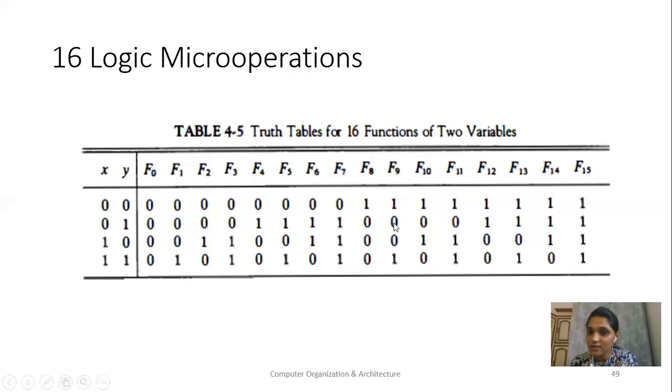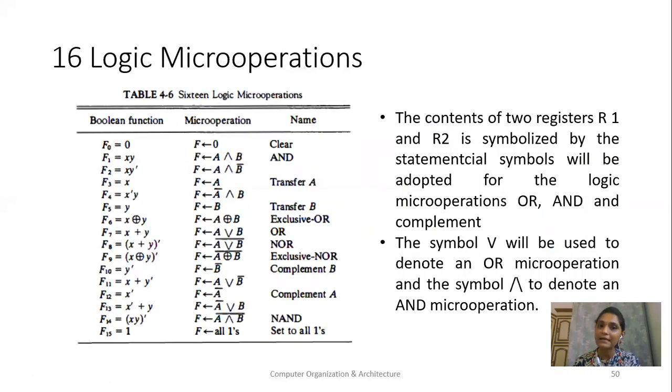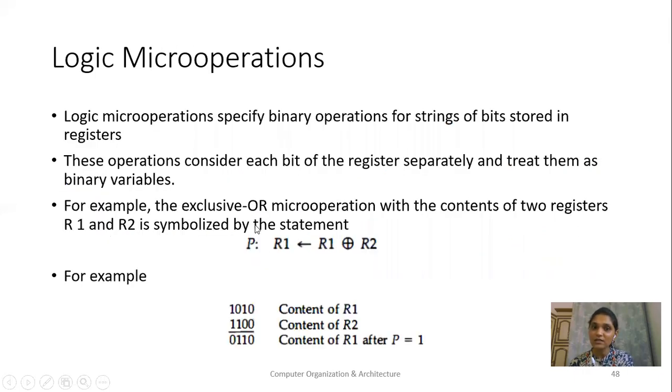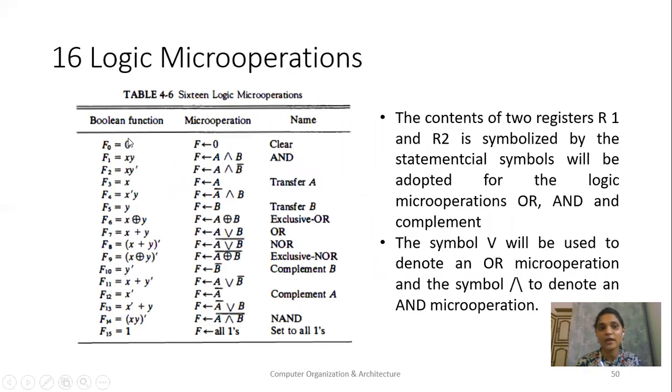Similarly, in total 16 operations are possible. Here all bits are 0, that means your function is 0. All outputs are 1, that means your function is 1. So there are a total of 16 possibilities. If we write the functions for these 16 possibilities, then when all output is 0, your function is 0. Here we got xy, here xy dash, here x dash y. Similarly, for all 16 operations we get functions like f0, f1, f2, f3, and so on.